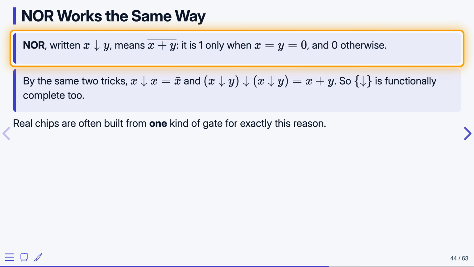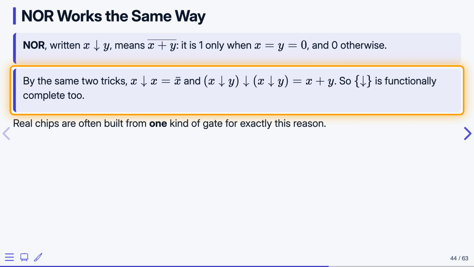NAND is not the only operator that can stand alone. Its twin works too. NOR is written as a down arrow, and it means the bar of x plus y, so it is 1 only when both inputs are 0, and 0 in every other case. It is an OR gate with its answer flipped. The same two tricks work. Tie both inputs of a NOR together and you get the complement. Then feed x NOR y into a second NOR with both inputs tied, and you get x plus y, so NOR gives us the complement and the sum, and those two are enough for everything.